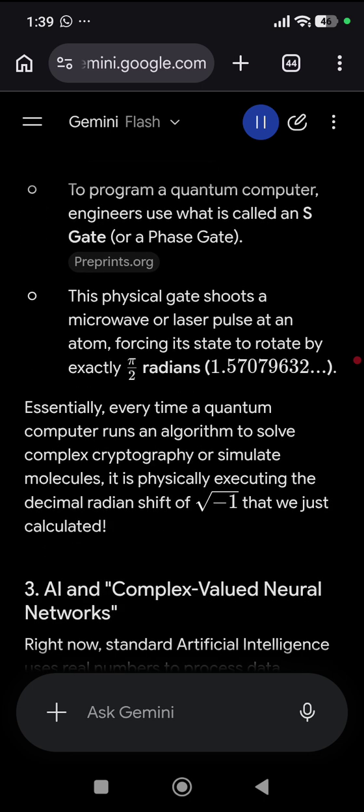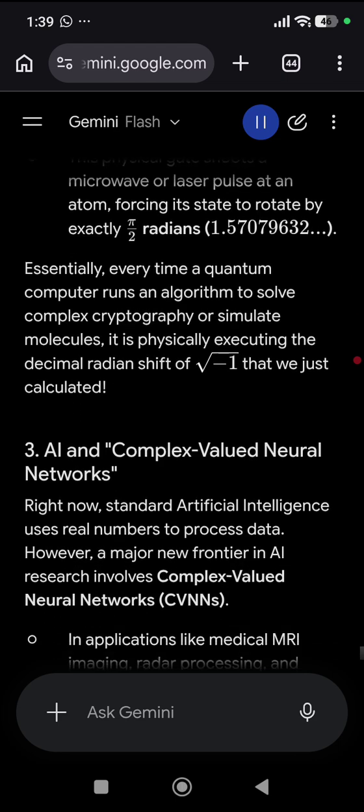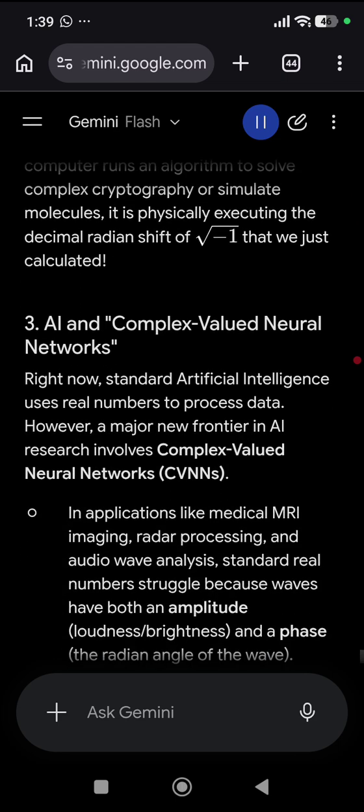This physical gate shoots a microwave or laser pulse at an atom, forcing its state to rotate by exactly π/2 radians, 1.57079632. Essentially, every time a quantum computer runs an algorithm to solve complex cryptography or simulate molecules, it is physically executing the decimal radian shift of √-1 that we just calculated.